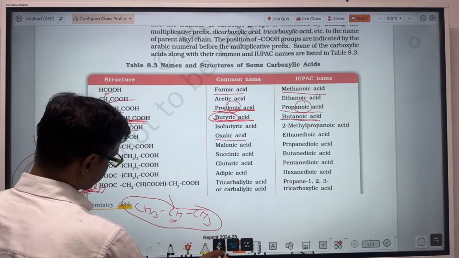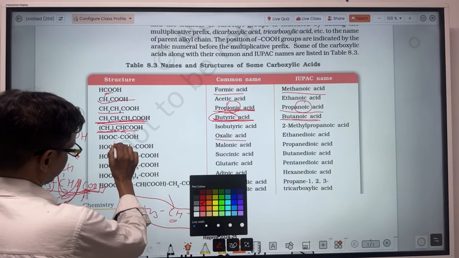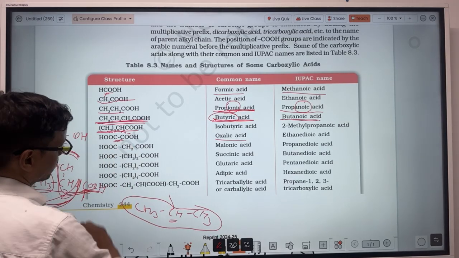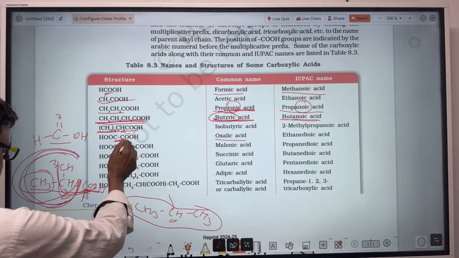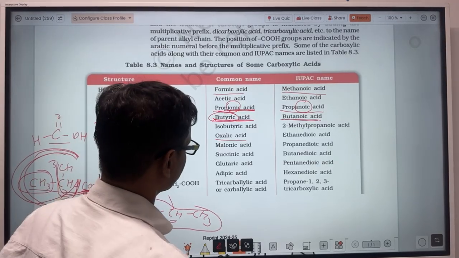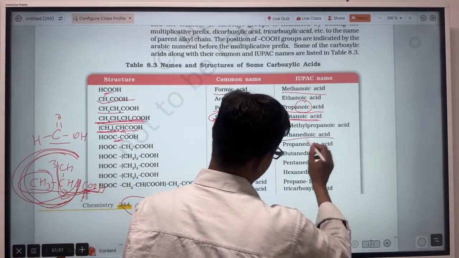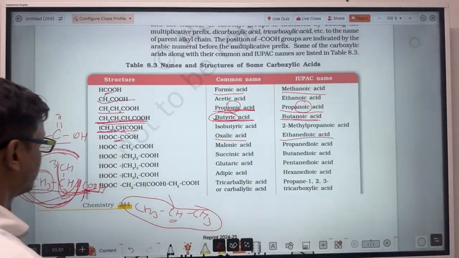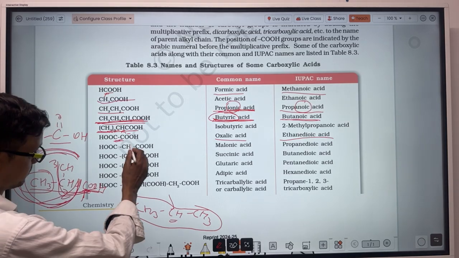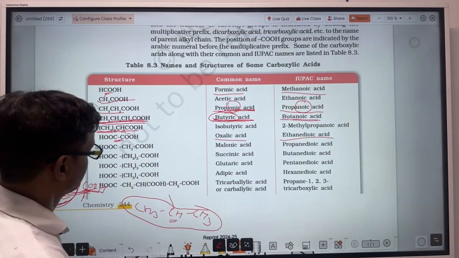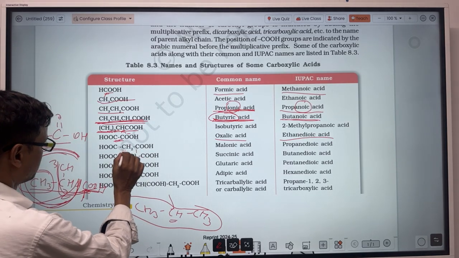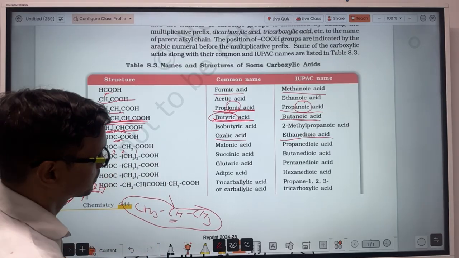So this compound is made up of 2 carbons. That's why it will be called ethane, and it has 2 carboxylic acid groups. So that's why it will be called ethane dioic acid. Okay. Now in the same way here, this is COOH and this is COOH. So 1, 2, 3, or 1, 2, 3, whatever you would like.